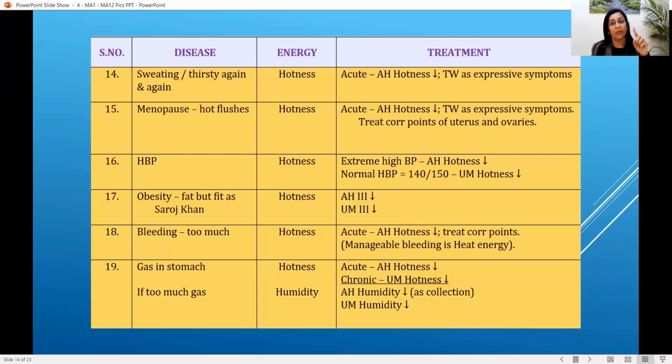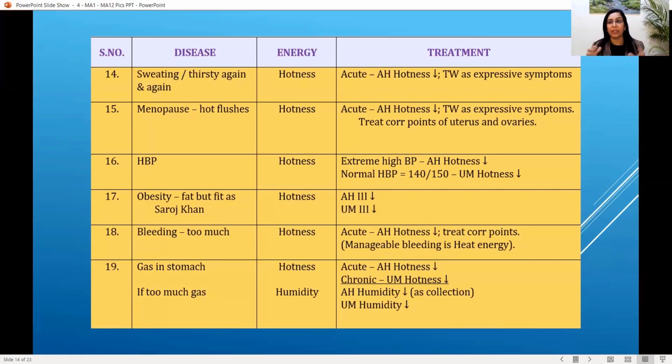And wherever the bleeding is happening from, treat the corresponding points of that organ. Put at least a couple of seeds, or massage those points. If you don't have seeds, just massage those points nicely. Sometimes that also stops the bleeding. Then gas in the body is again expansion of heat in the body. That is why it is hotness energy.